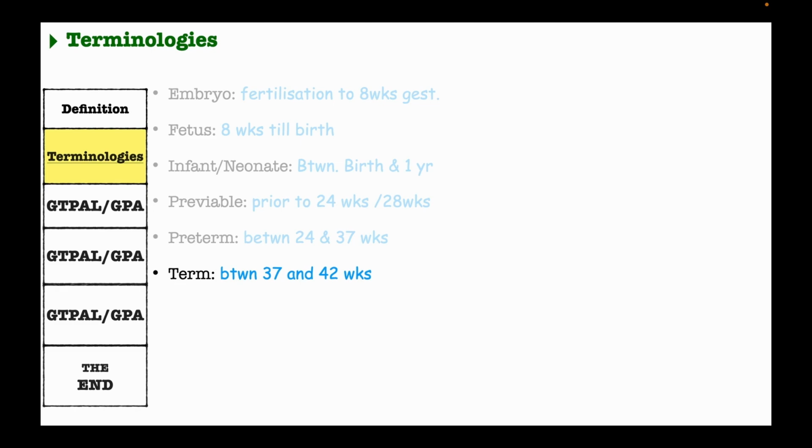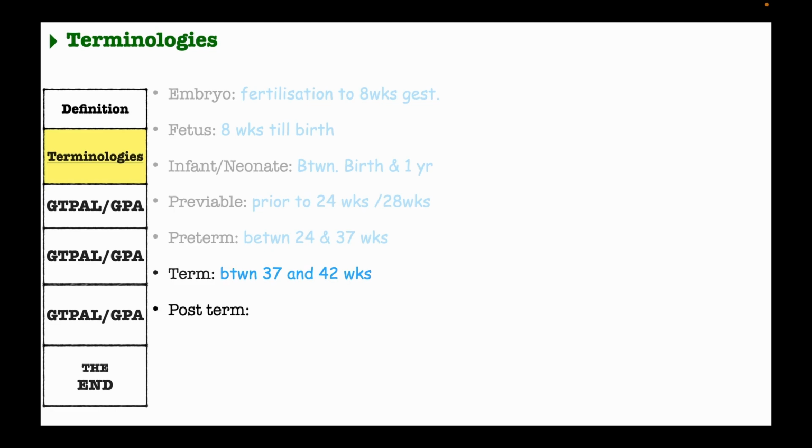When we say an early term, it is between 37 weeks and 0 days and 38 weeks with 6 days. And when we say full term, we have 39 completed weeks with 0 days and 40 completed weeks with 6 days. And the late term will be between 41 completed weeks with 0 days and 41 completed weeks with 6 days. And so mathematically, when we say term, it is the expected date of confinement plus or minus 2 weeks.